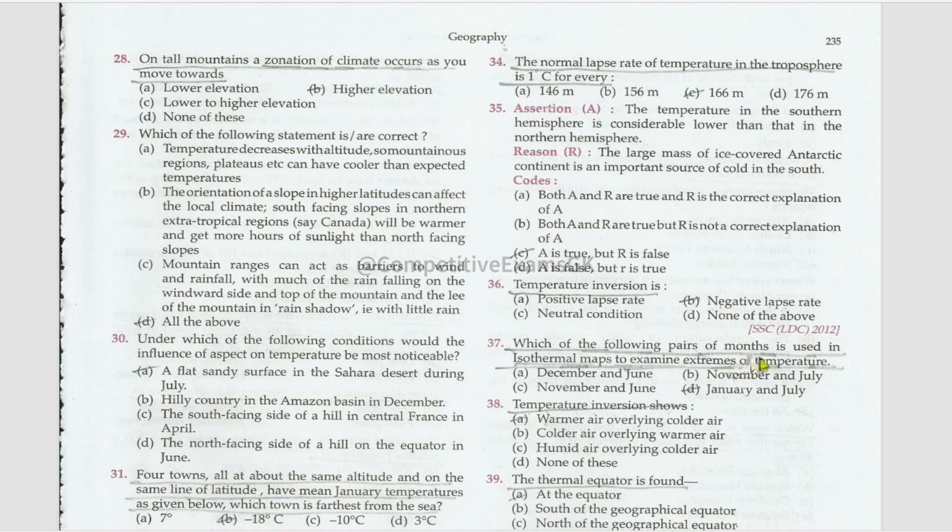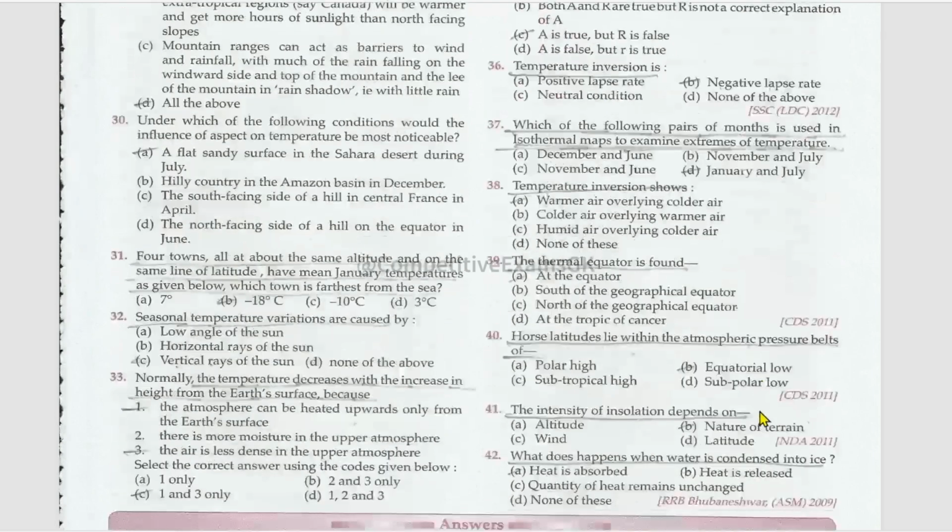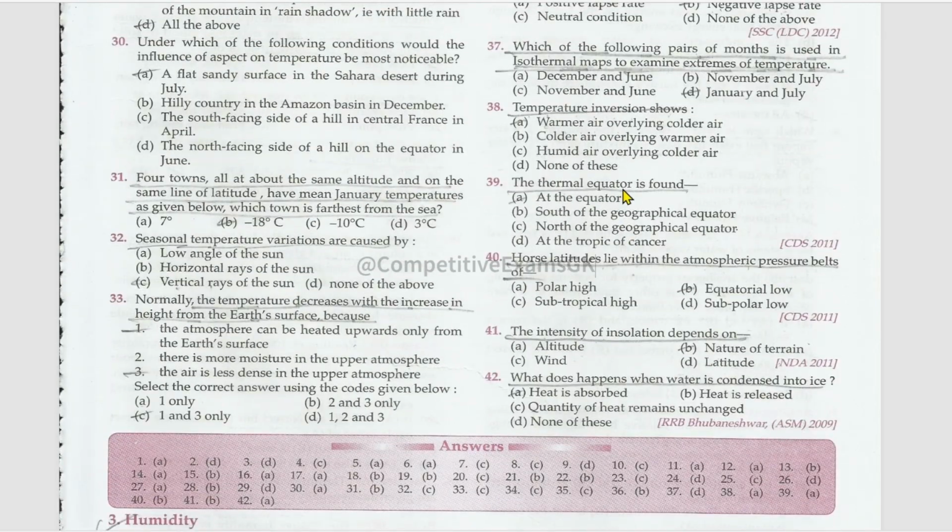Which of the following pairs of months is used in isothermal maps to examine extremes of temperature, that is January and July? Temperature inversion shows warmer air overlying colder air. The thermal equator is found at the equator. Harsh latitudes lie within the atmospheric pressure belts of equatorial low. The intensity of insolation depends on nature of terrain. What happens when water is condensed into ice, that is heat is absorbed.